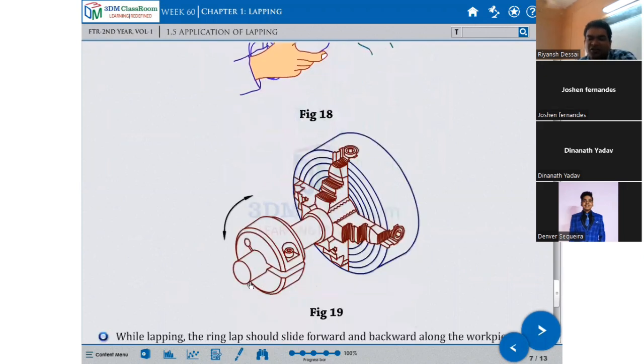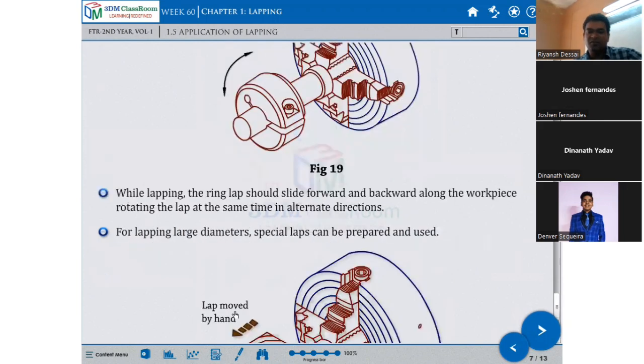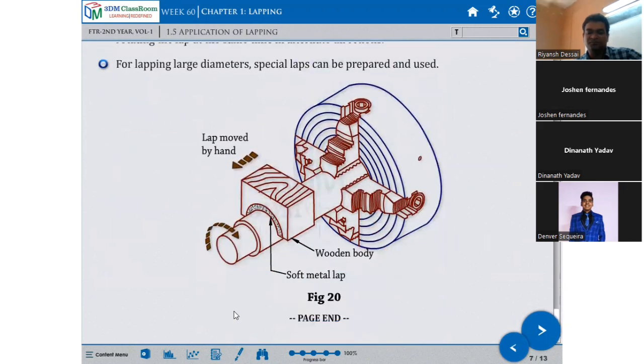So this is the way external lapping is done. This is the shaft, and this is the lapping ring placed here. There will be a charge here, and then it rotates, and the full length of the shaft is lapped. While lapping, the ring lap should slide forward and backward along the workpiece, rotating around the lap. For lapping, laps of different diameters can be used.